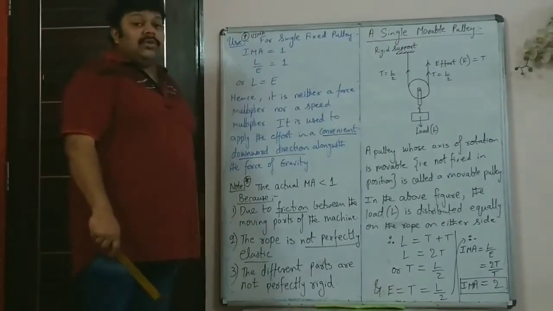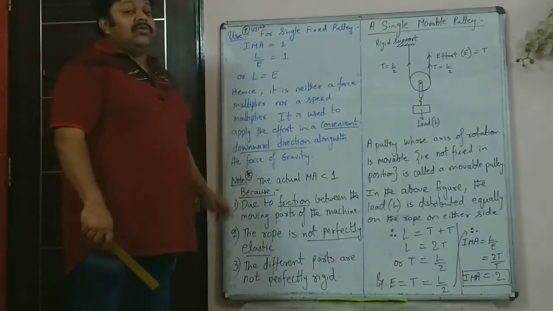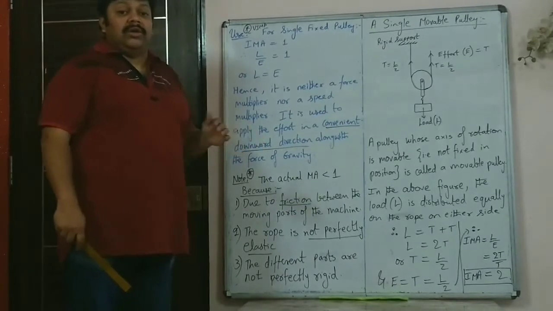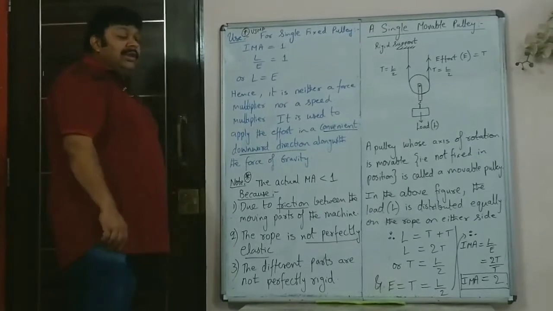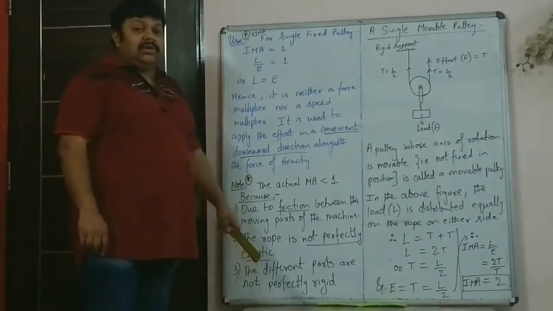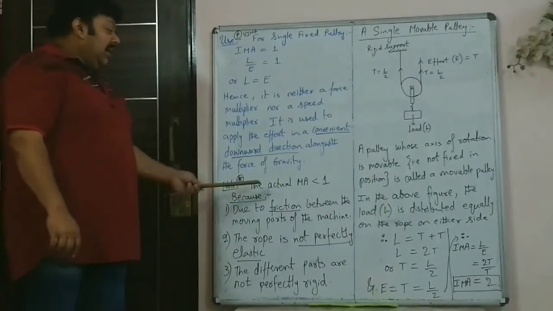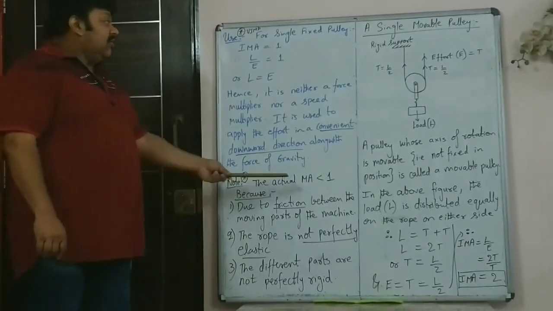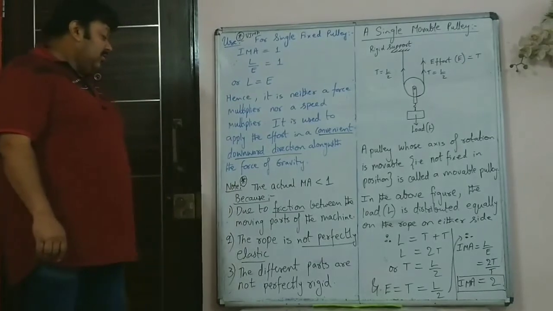This question has been asked 2 or 3 times in the boards: what is the use of a single fixed pulley when it is neither a force multiplier nor a speed multiplier? So it is used to apply the effort in a convenient downward direction along with the force of gravity. Now, actual MA is less than 1. What is the reason that actual MA is not equal to ideal MA? Actual MA is less than 1.